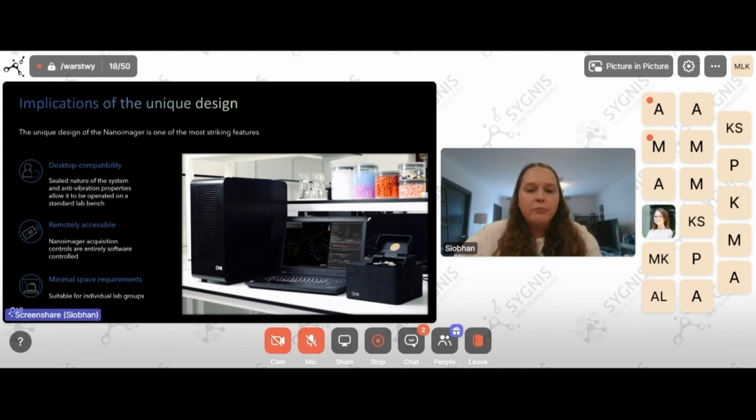And we have inbuilt anti-vibration hardware within the microscope body, which means that it is stable under those conditions and in those environments for long periods of time, which is important when you do super resolution dSTORM imaging as well.